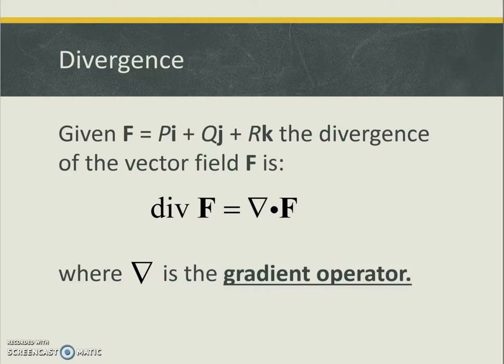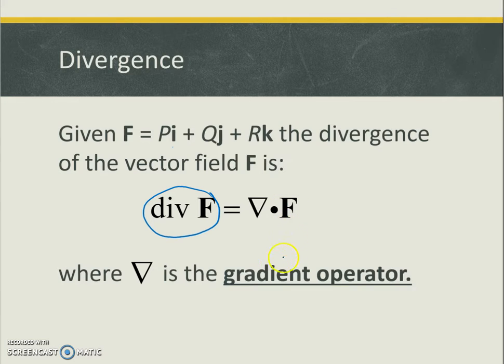So now we're looking at the second of the operators that can operate on a vector field and provide information about the behavior of that vector field. So if we're given, and it's the divergence, so given F as P times unit vector i plus Q times unit vector j plus R times unit vector k, the divergence of a vector field is, so this is the kind of shorthand verbal description of divergence, but what does it really mean?